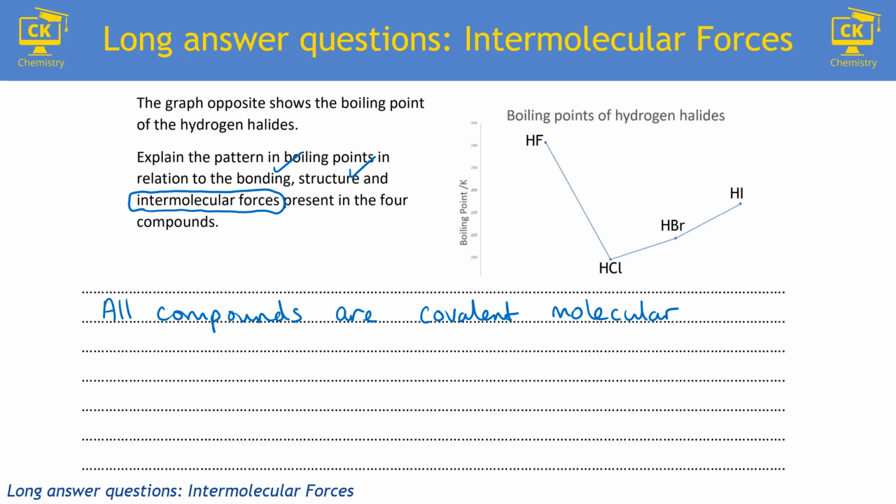So first thing we're going to identify is that HF has hydrogen bonding. We know this because fluorine is the most electronegative element. It's in the top right of the periodic table. We get hydrogen bonding for any compound where there is a hydrogen attached to either a fluorine or its 2 neighbouring elements, oxygen and nitrogen.